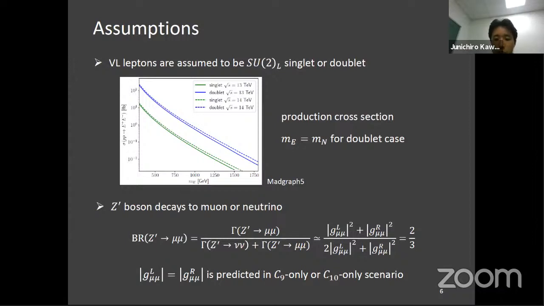And further, we assume that the Z prime couplings to the muons in left current and right current are the same. In this case, the branching fraction is 2/3. This assumption is justified when we consider the C9 only or C10 only scenario to explain the B to s anomalies. So here is our assumption in the later analysis.